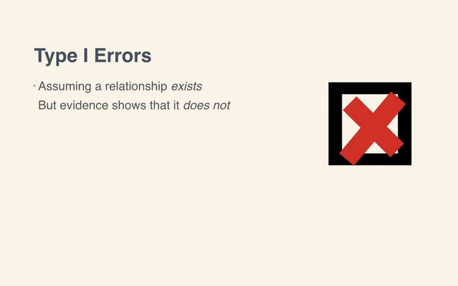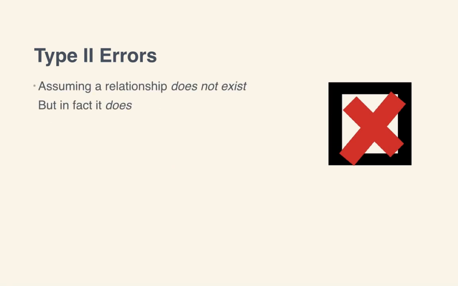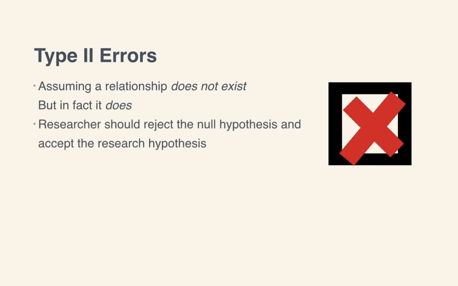So what we're trying to achieve with this testing is avoiding type 1 and type 2 errors. A type 1 error is assuming that a relationship exists, but actually the evidence shows that it doesn't. So a researcher should accept a null hypothesis, but actually the opposite happens. A type 2 error is assuming a relationship doesn't exist, but actually it does in the real world. So a researcher should reject the null hypothesis and accept the research hypothesis, but actually the opposite happens.